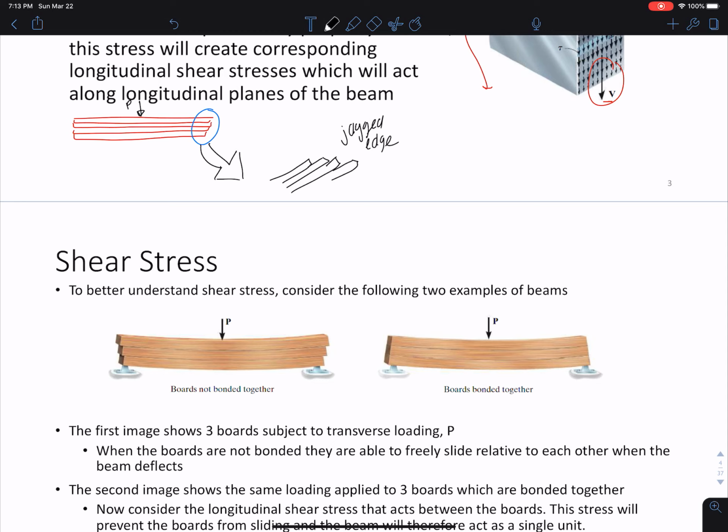Whereas if these are bonded together, so that would be like this picture here. You see this jagged edge happening here, okay? And if we have this section here, this bonded beam, where all these boards are bonded together with some kind of glue or nails or whatever it may be, then we're transferring shear. So shear is being transferred. And this shear that's being transferred keeps things together.